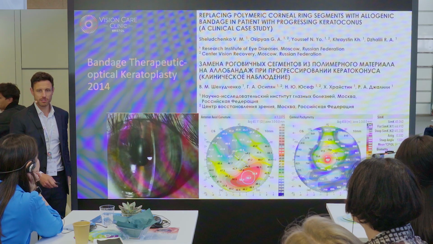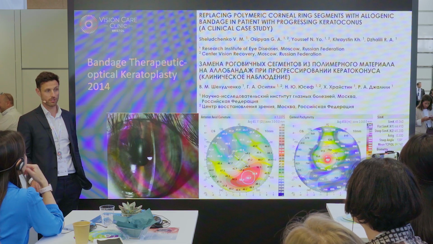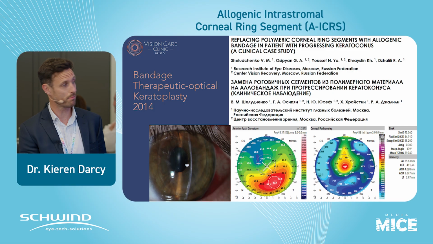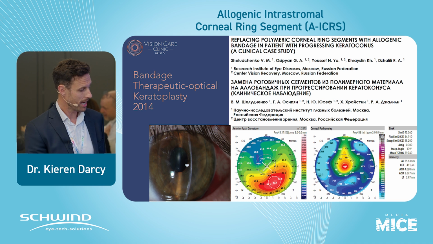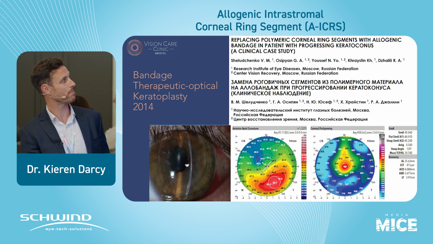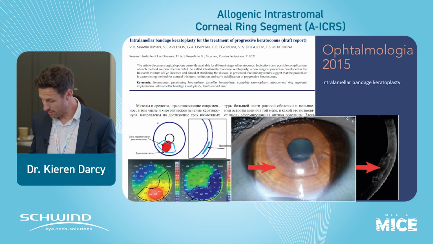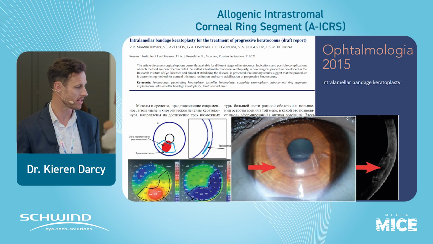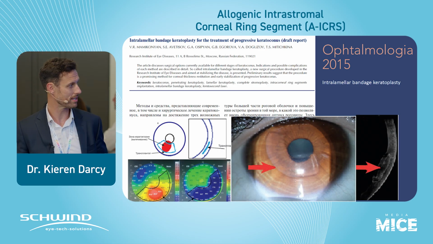Okay, so where did the use of allogenic tissue first get introduced? Well, interestingly, I was talking in Australia recently, and Rajesh Fogla was there, and he showed 2 very interesting Russian papers that dated back to 2014 that described the use of allogenic tissue very well, describing exactly the same shape segments that we're now using, and the technique they described as bandage therapeutic optical keratoplasty. And here's the second paper, from 2015 in the Russian literature, but obviously it didn't get more widely accepted because it was only written in Russian. But you can see the use of an allogenic implant to try and correct irregular astigmatism.